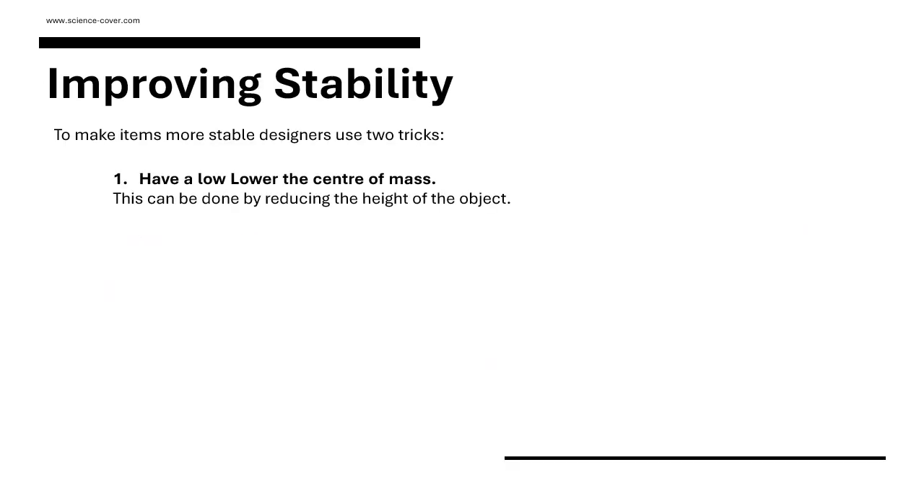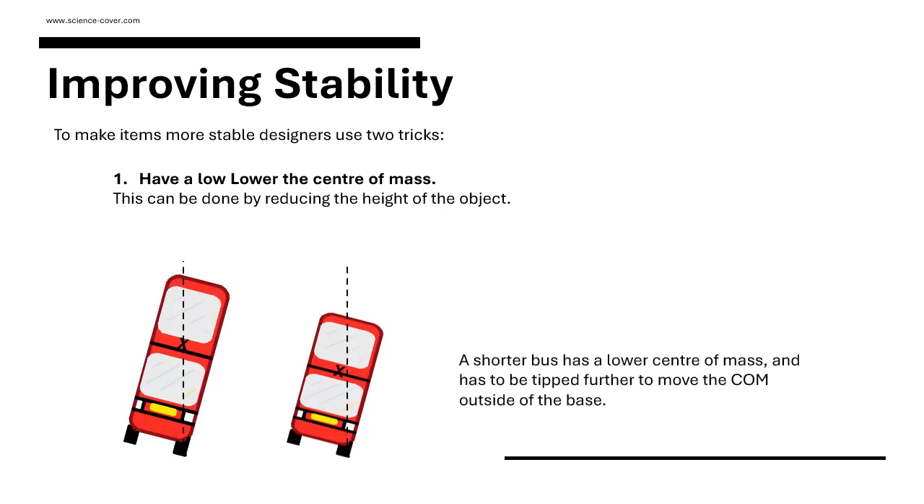To make items more stable, designers use two tricks. The first is to have a low centre of mass. This can be done by reducing the height of the object. A shorter bus has a lower centre of mass and has to be tipped further to move the centre of mass outside of the base.